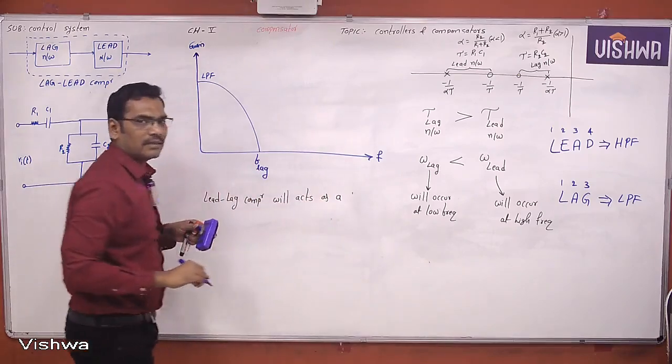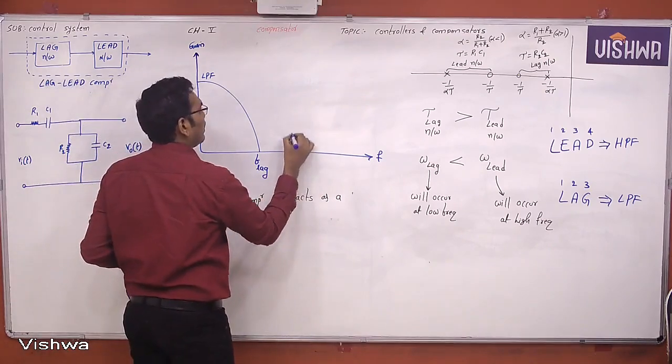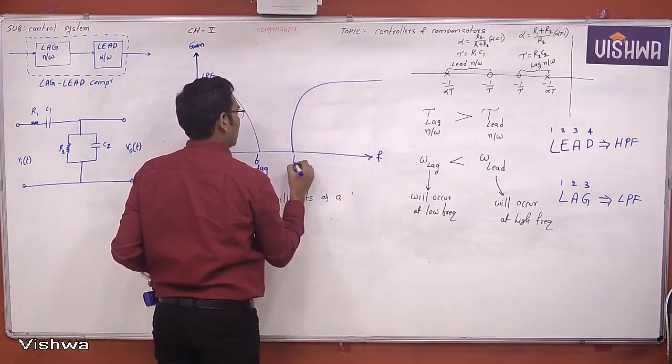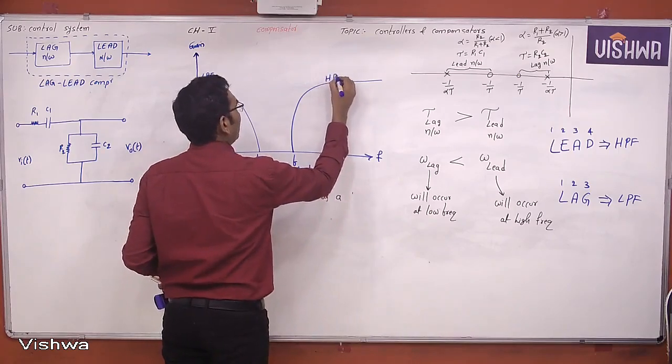What is the next network? The next network is lead network. The lead network will act as a high pass filter. Now this is the lead. Lead network will act as a high pass filter.